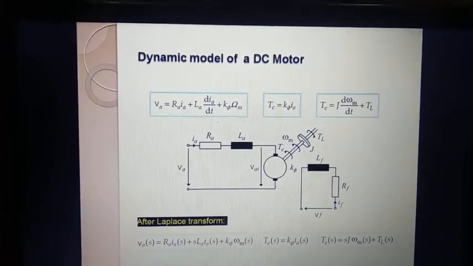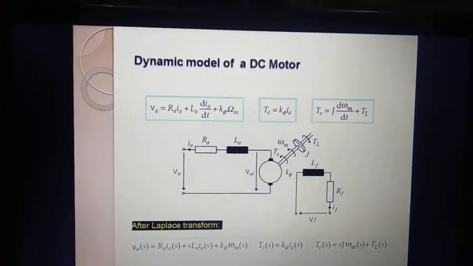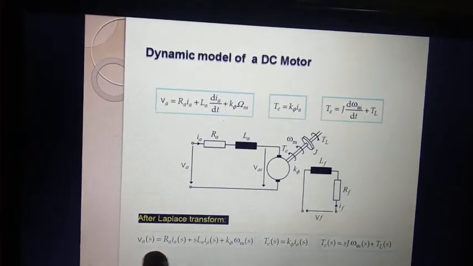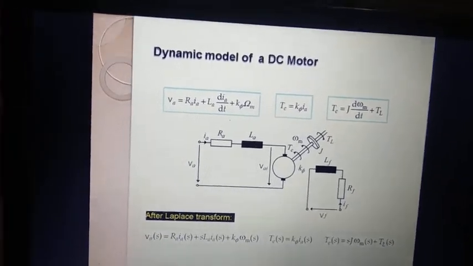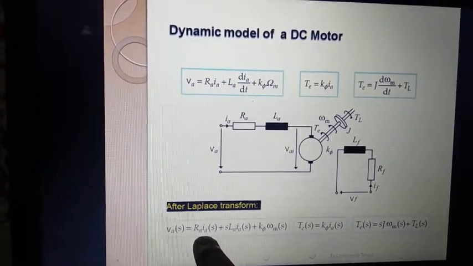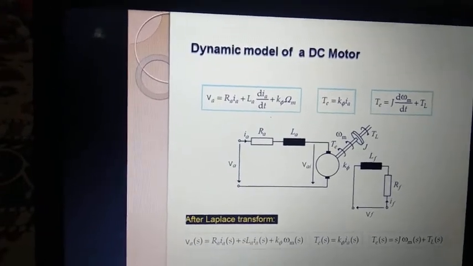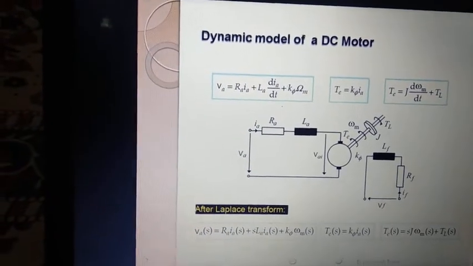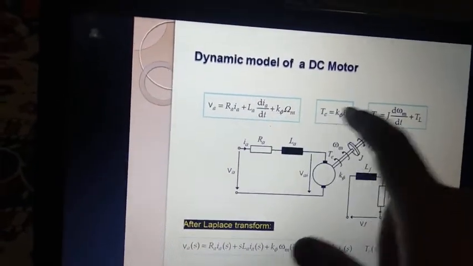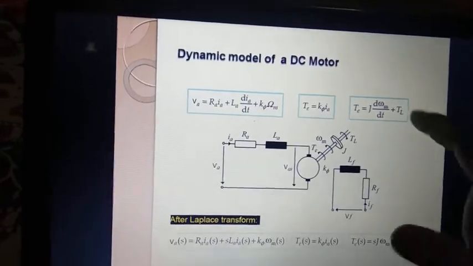So individually we are taking the Laplace transform of equation number 1, equation number 2, and equation number 3. We have Va equals a constant, so we have Va of s. Here we have R into Ia plus the derivative, in Laplace, s L of Is minus I0, and here it is again a constant. So 1, 2 and 3 are the Laplace transforms of the above equations.